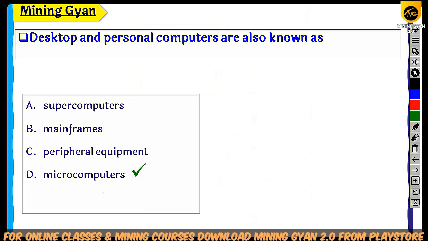Mobile phones are not computers. Basically, programming and architecture are based on computing, but mobile phones are not computing devices. They are basically communication devices. That's why the phone does not belong to this type of computer.